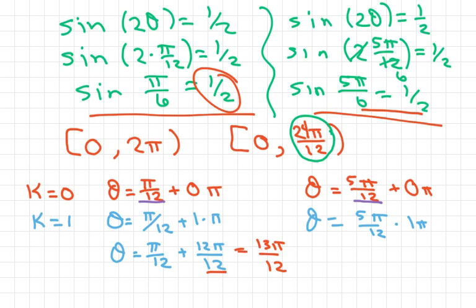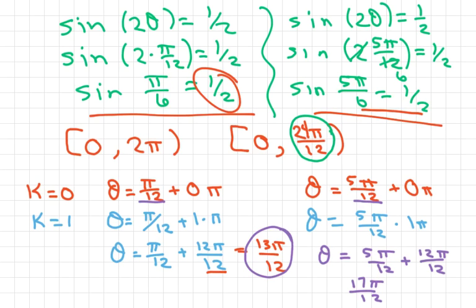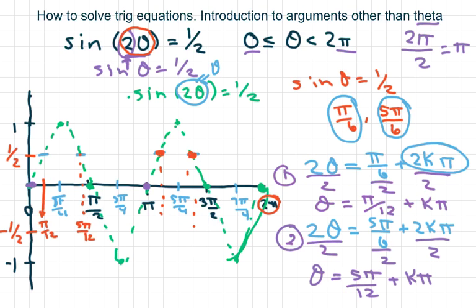Now let's try this side. We're going to get theta equals 5 pi over 12 plus 12 pi over 12. And that's going to give me 17 pi over 12. So my other 2 solutions are 13 pi over 12 and 17 pi over 12. And I'm going to go back and put them in. So this one right here is 13 pi over 12, and this one here is 17 pi over 12. Those are my 2 solutions.